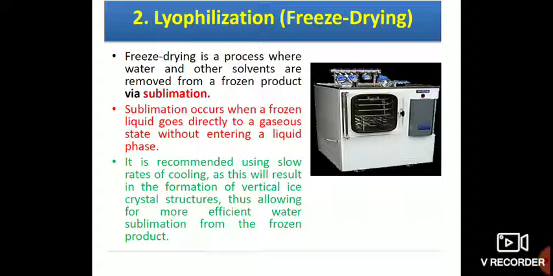Why I said this: lyophilization is the same type of method we apply for microorganisms. You prepare a broth with the microorganism and put it in a lyophilizer, an instrument. By applying the cooling temperature and using high vacuum, all the water molecules will be sucked out, and you will get only the microbial powder. That should be packed, and you can store it for a number of days.